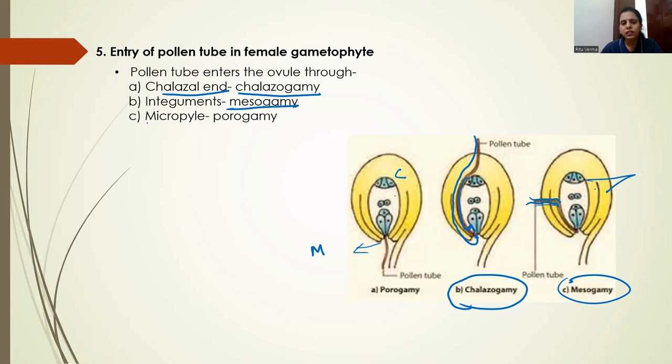And the third and the most common method, which is present generally in all the angiosperms, is porogamy. Poro refers to the pores. So porogamy is the most commonly available method in all angiosperms, and this is a method in which the pollen tube enters inside the female gametophyte through the micropyle. So this is how pollen tubes enter inside the female gametophyte of angiosperms. There are three ways: either chalazogamy, mesogamy or porogamy.